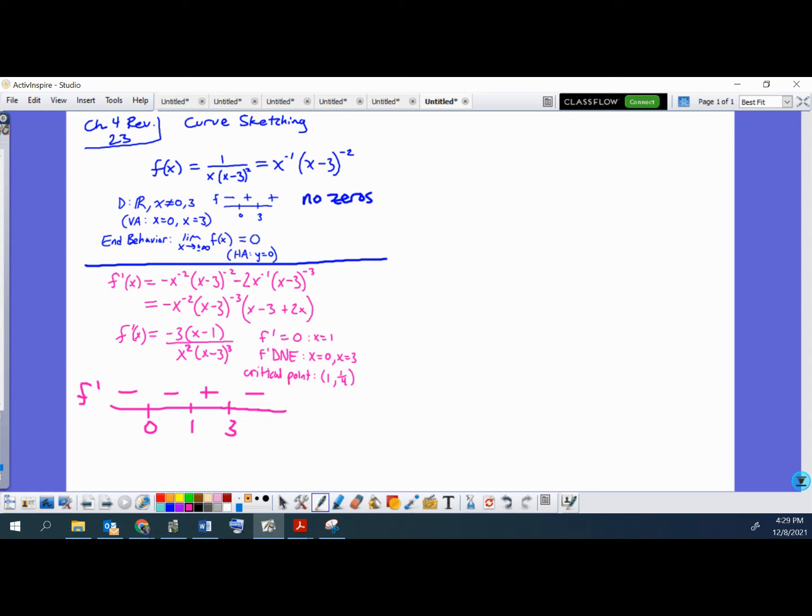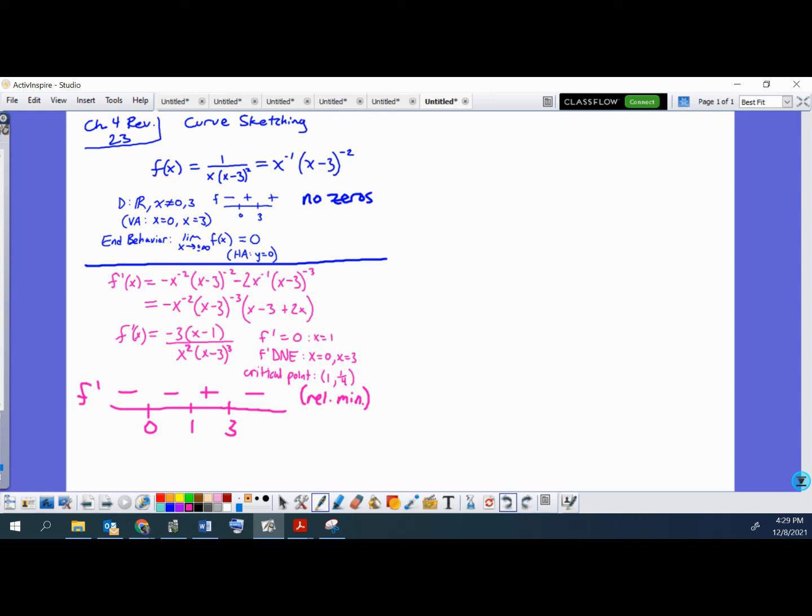And so that critical point at (1, 1/4), that is indeed a relative minimum, right? Because f prime changes from negative to positive. Again, if you're trying to justify statements like this, you should say f of x has a relative minimum at (1, 1/4) because f prime of x changes signs from negative to positive there. Cool? All right. That's my whole analysis on f prime.